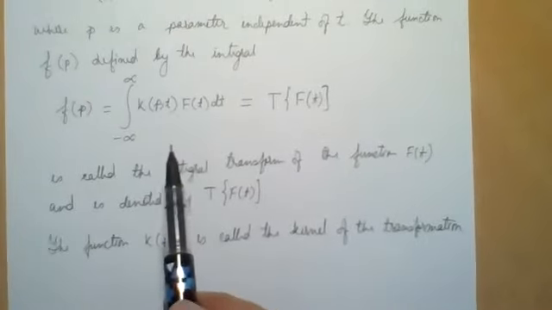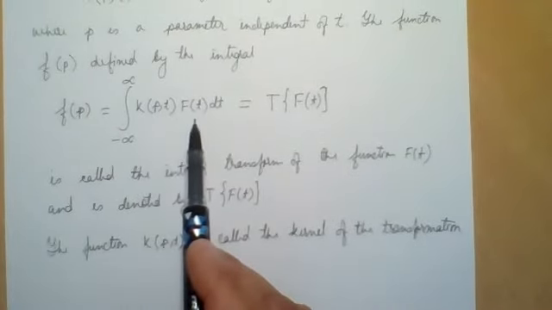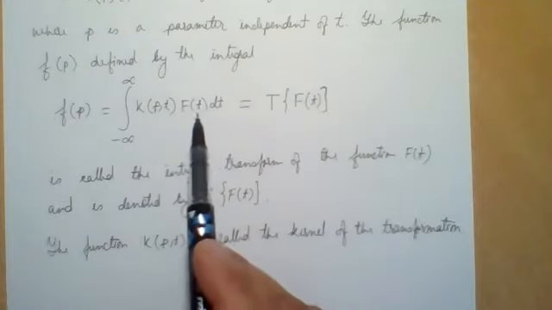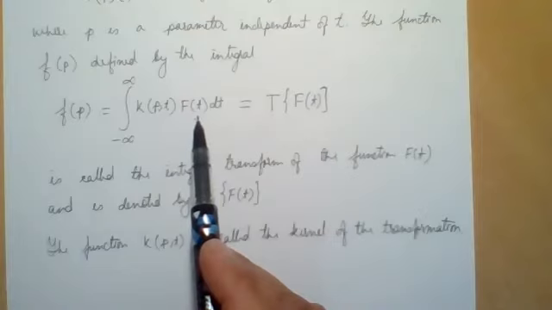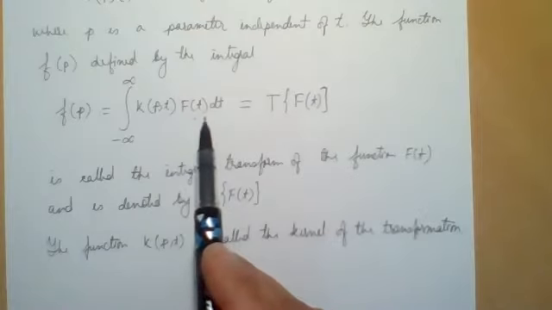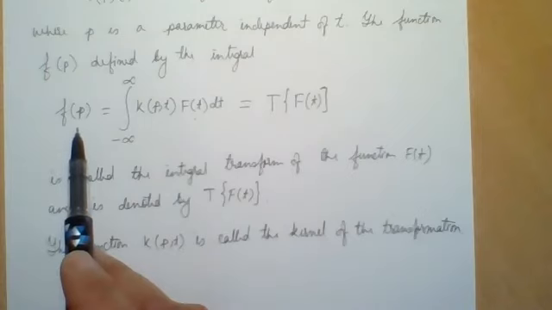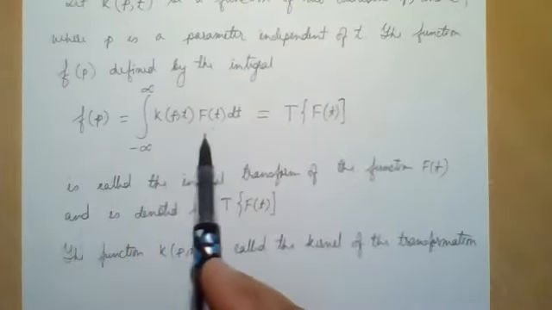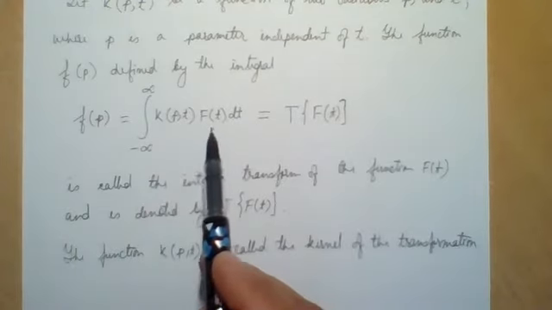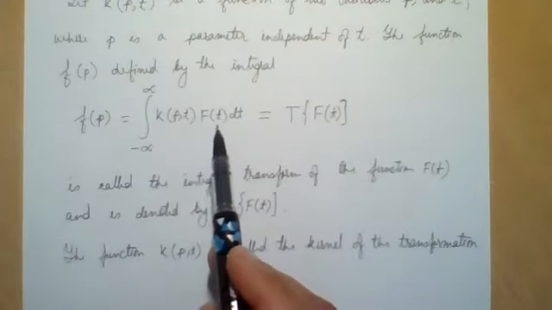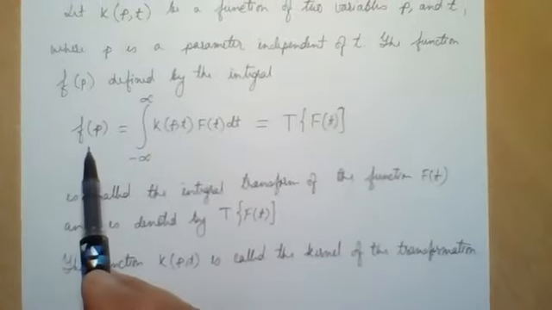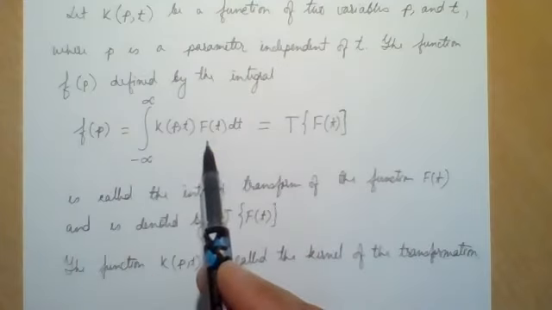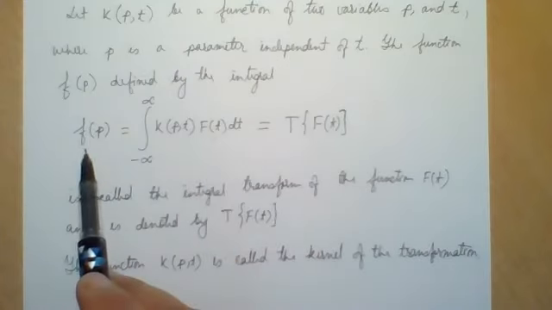What does it do? The function f of t in the t domain, well, t domain means f is a function of t, is transformed to the function f of p in the p domain. Capital F, which was originally a function of t, has been transformed to a new function small f, which depends upon small p. So we say capital F is in the t domain, small f is in the p domain.